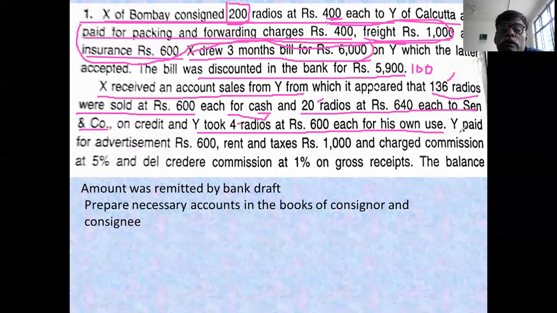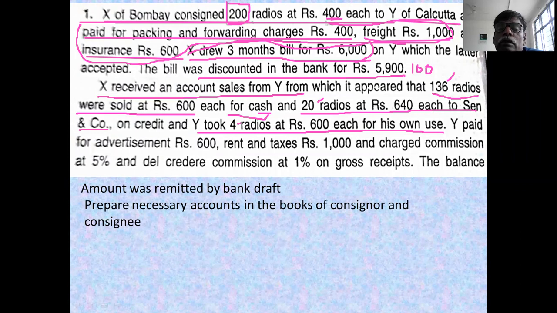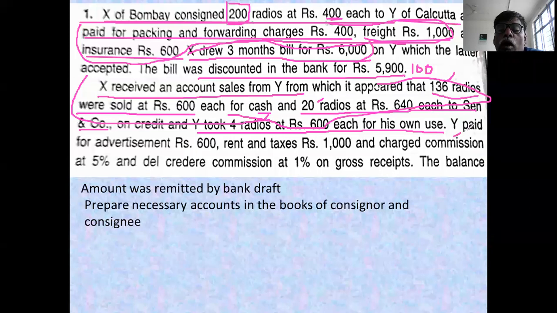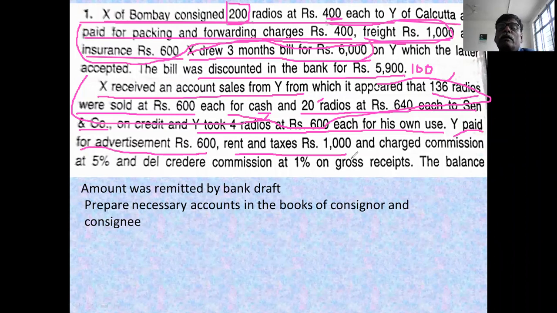160 radios completed. This is the first item on the consignment account credit side. This is the total. Okay. Y paid. Y means consignee. Consignee paid for advertisement 600, rent and taxes 1000. This is the third item in the consignment account, expenses paid by consignee, 1600.